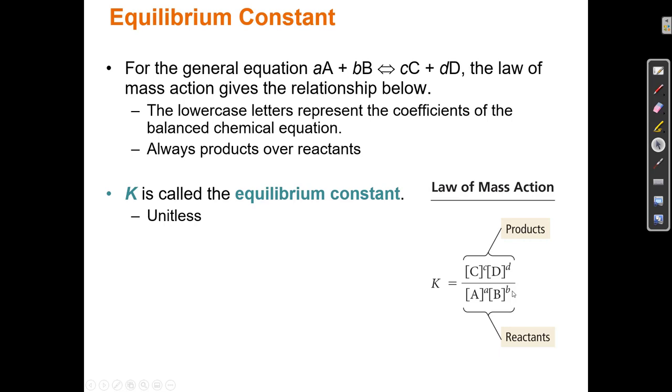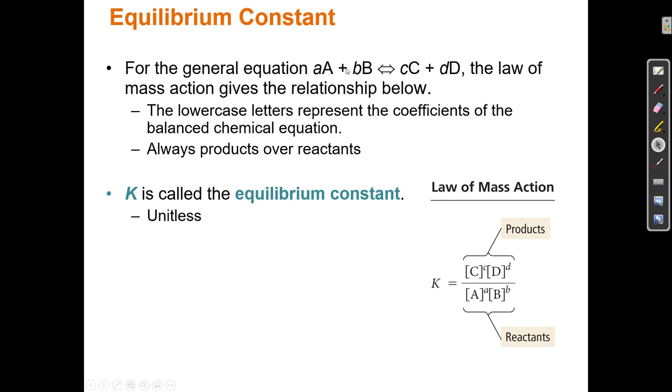In this video, I'm going to cover the equilibrium constant. So for the general reaction, A plus B makes C plus D, remember we can also specify a stoichiometric coefficient. So little a is like the stoichiometric coefficient and big A is the reactant. Little b is the coefficient of this and big B is the reactant, and so on and so on.